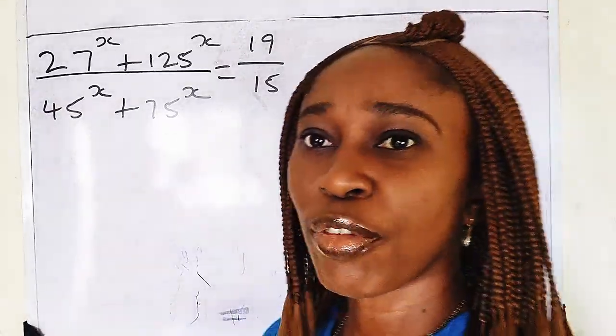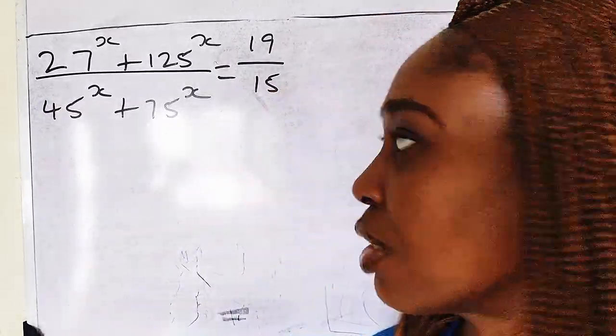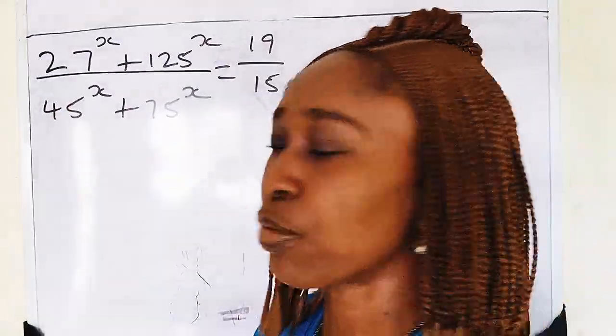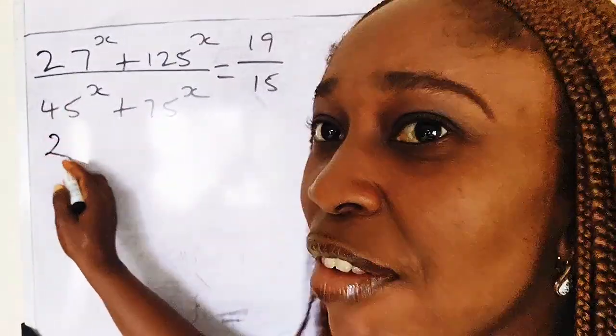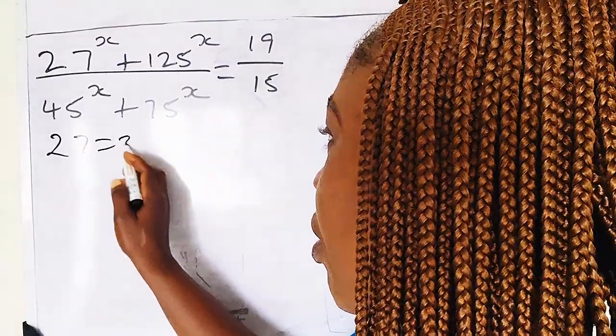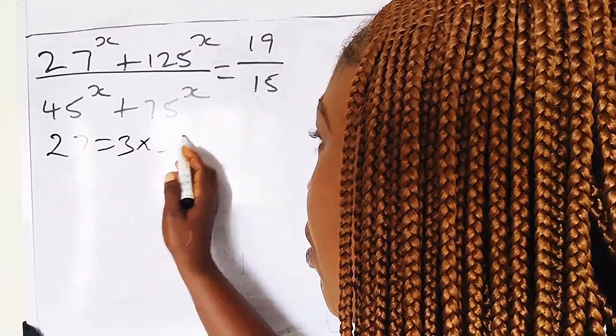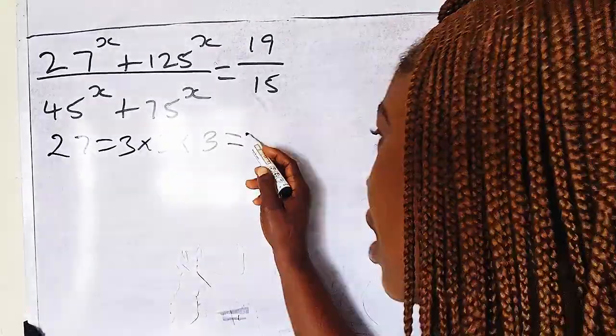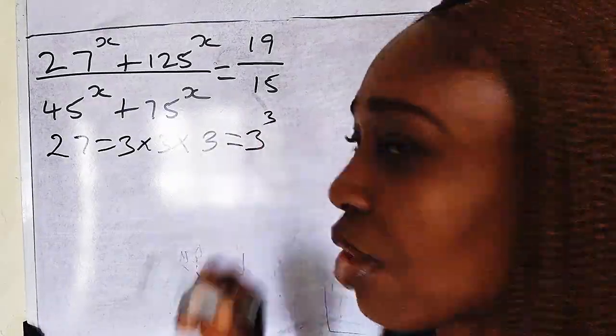We have a question before us. We are to solve for x. The first thing we are going to do is to change all these figures to standard form. 27 we have here is equal to 3 times 3, which is 9, times 3, 27. And it's the same thing as 3 raised to power 3.